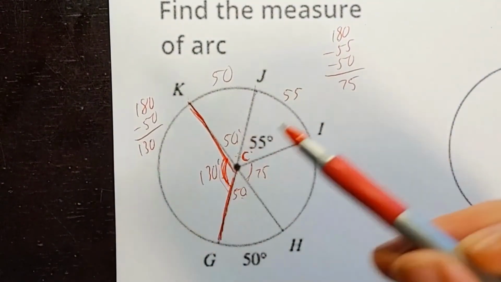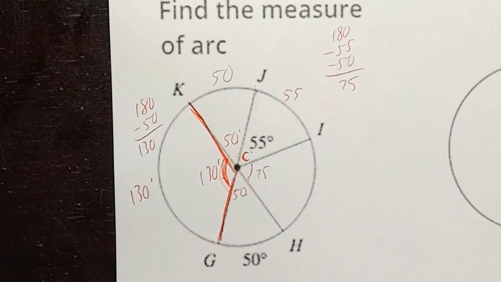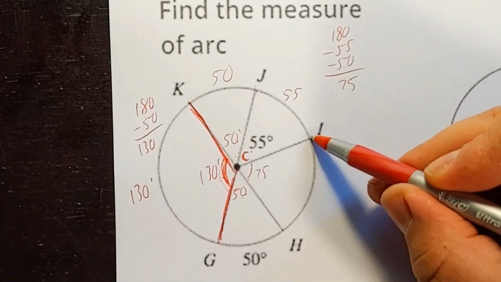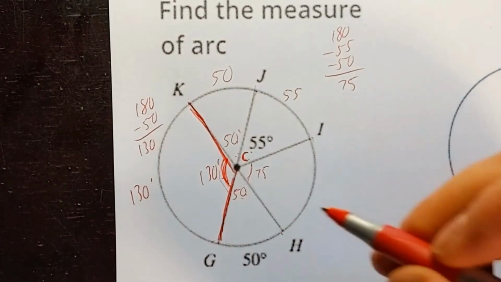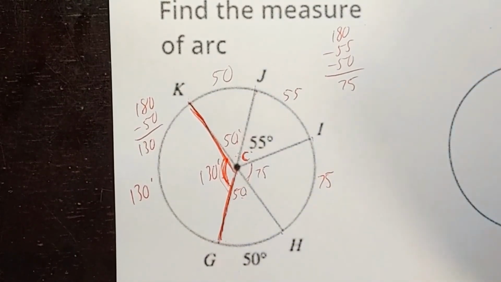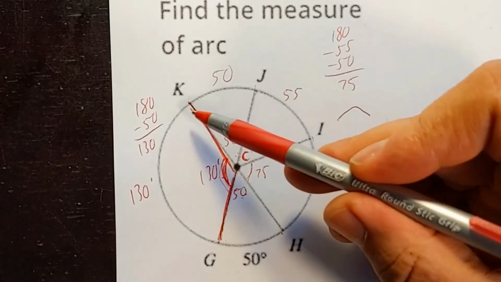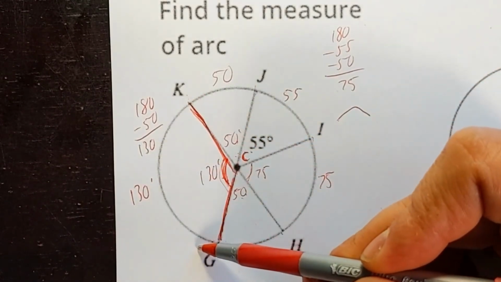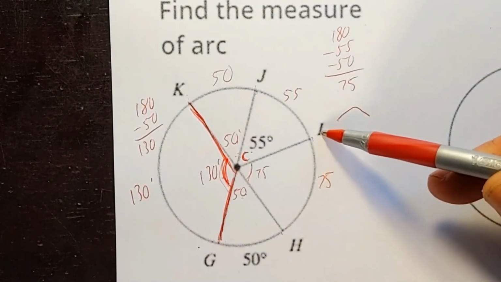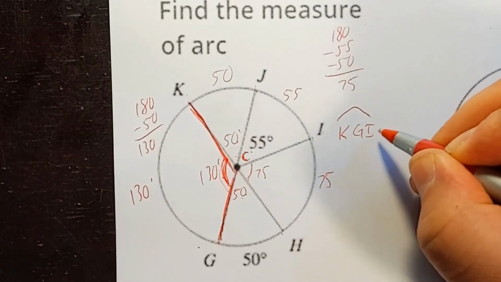If that's 130, try to find the arc KG. It's 130. Go ahead and try to find the arc IH. That right there would be the same as this angle, so it'd be 75. Try to find the measure of arc, and then let's combine. Let's go K, G, all the way to I. So K, G, I. Go ahead and try to find that arc.